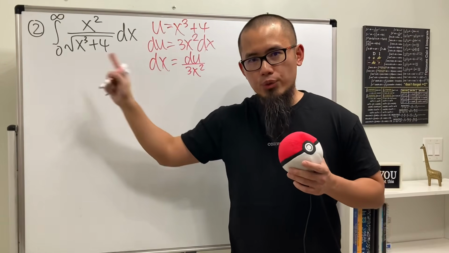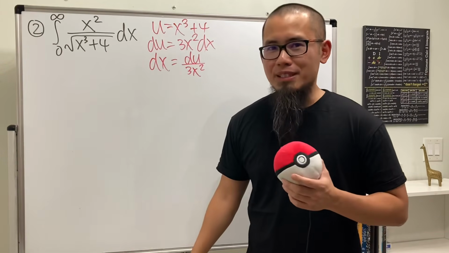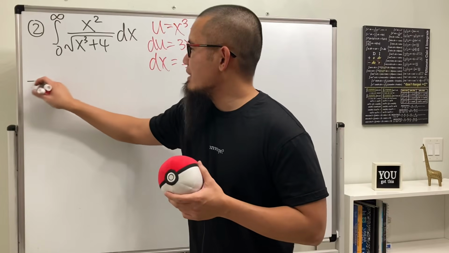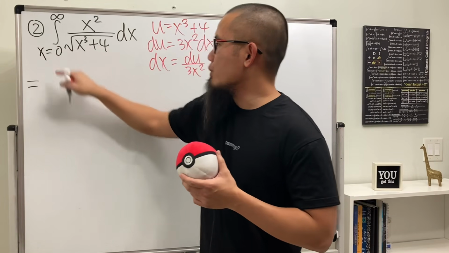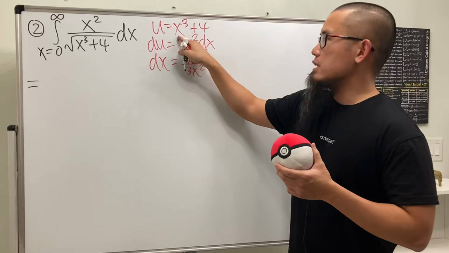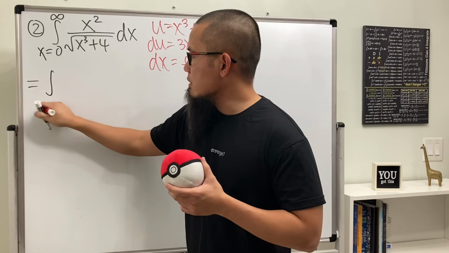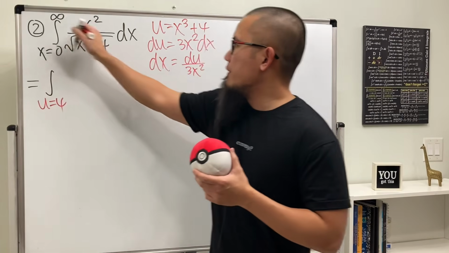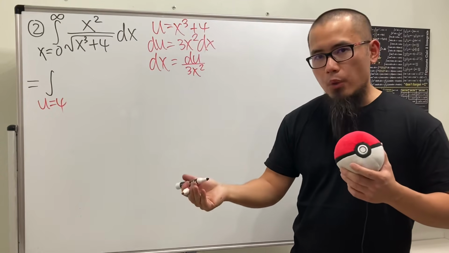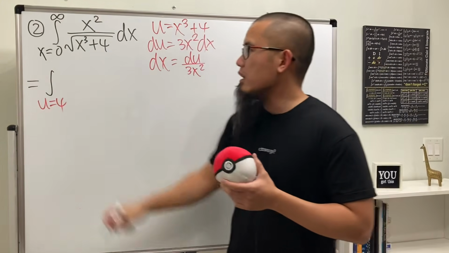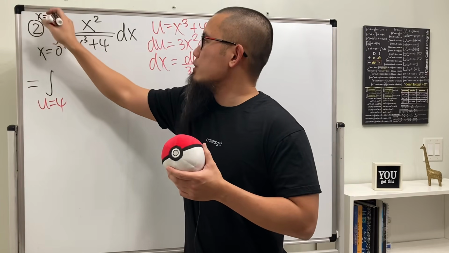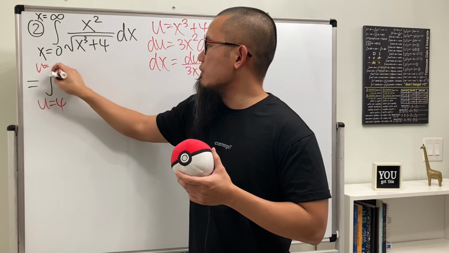Then take this integral to the u world, the happiest place for integration, right? All right, so we see when x is 0 here, put it here, 0 to the third power plus 4 is 4. So we have integral going from 4, and put infinity to here, infinity to the third power is infinity, plus 4 is still infinity. So when x approaches infinity, you know u approaches infinity as well.